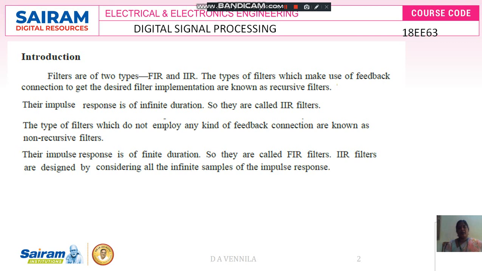That is, it will have both numerator coefficients as well as denominator coefficients. The numerator coefficients are the B coefficients and the denominator coefficients are the A coefficients. It contains both poles and zeros. That is called a recursive filter. Their impulse response is of infinite duration. IIR filter means infinite impulse response. That's why the impulse response has infinite duration, so it is said to be an IIR filter.